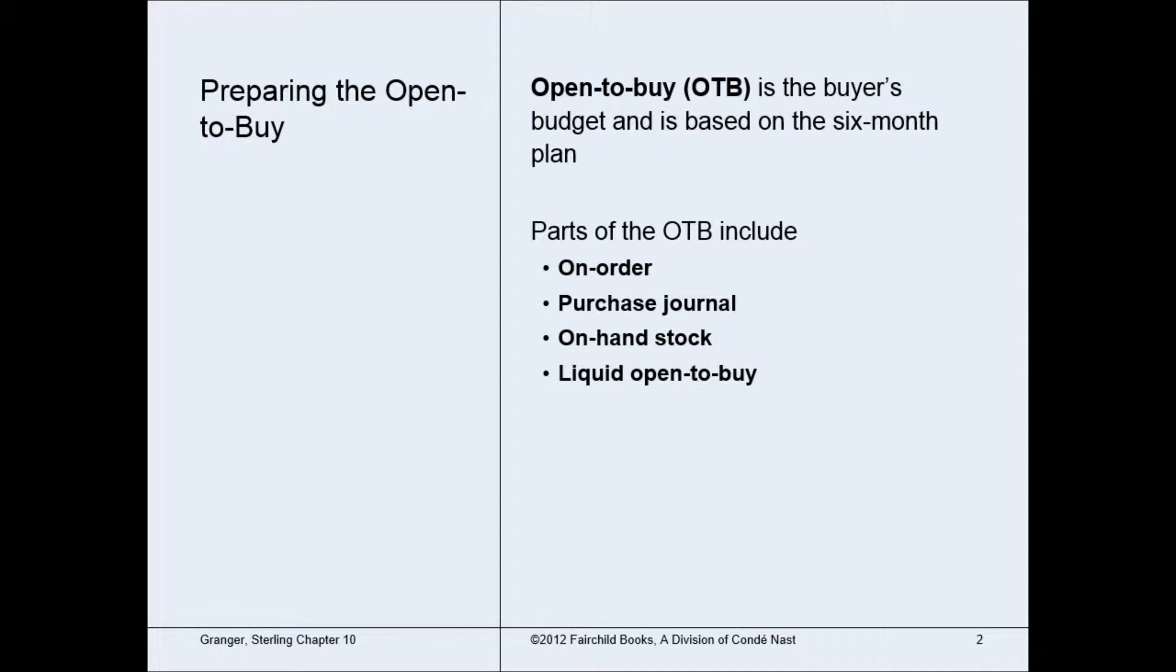So the different parts of the open to buy: first is the on order, and these are orders placed with suppliers that have not yet been received and are logged in a purchase journal. So they're considered part of the on-hand stock. Next is the purchase journal, a spreadsheet used to keep track of all the orders that have been placed. Also, you have on-hand stock, and this is the actual merchandise that's in the store.